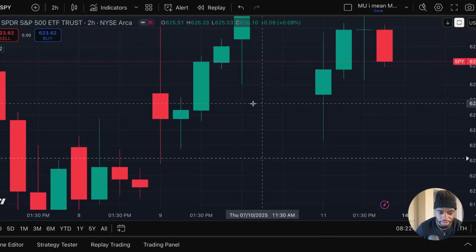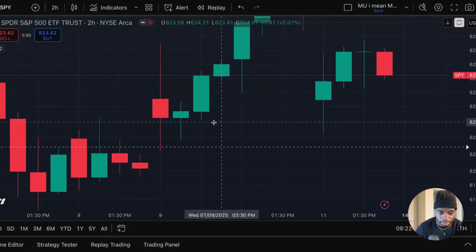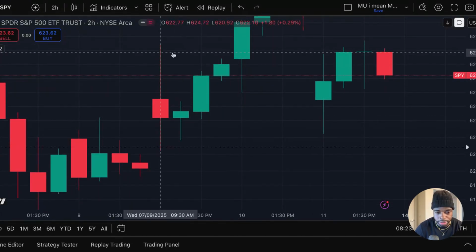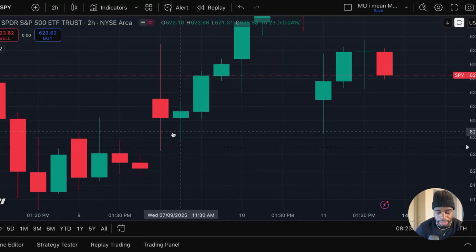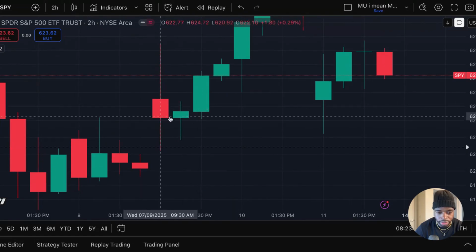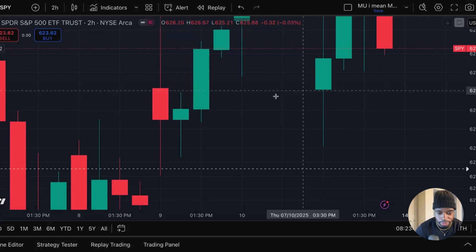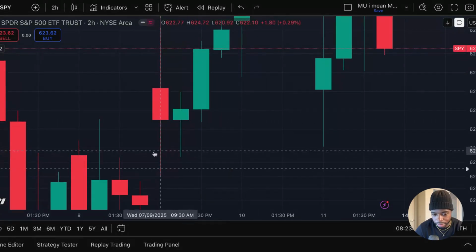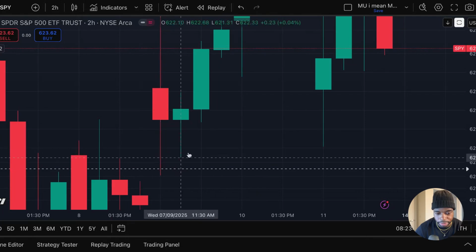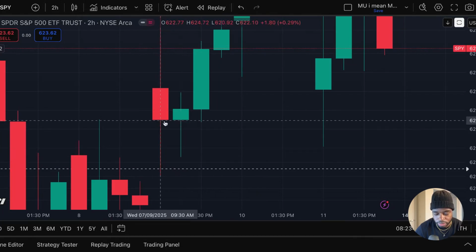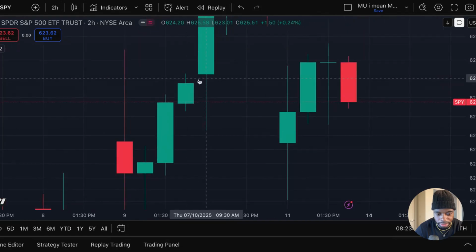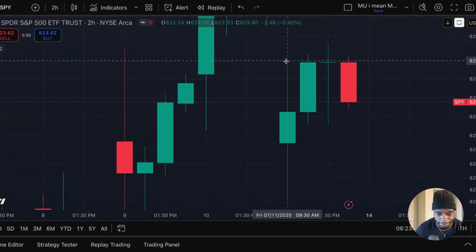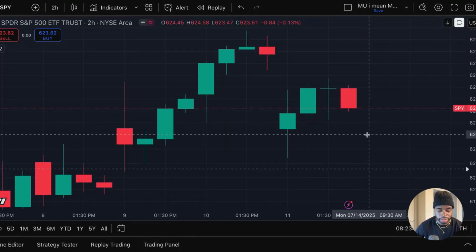And then you have these long-legged dojis where you have a big topside wick and a big bottom side wick. That shows you there's a little bit of indecision going on in this first trading session. But then notice we get a micro double bottom right here, and then we get big bottom side wicks showing me, hey, buyers are stepping in. We don't want to go below this level here, so we're probably going to start trying to go back up. And that's exactly what we did.